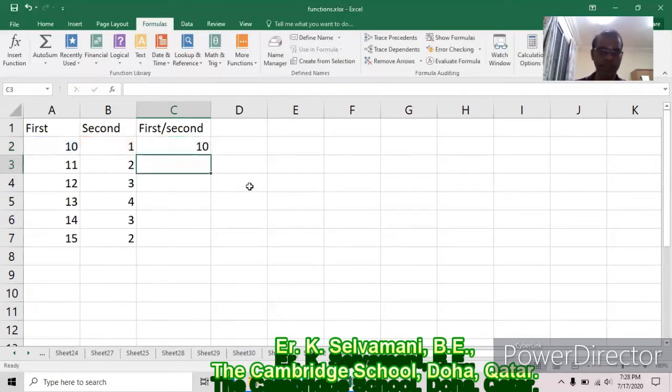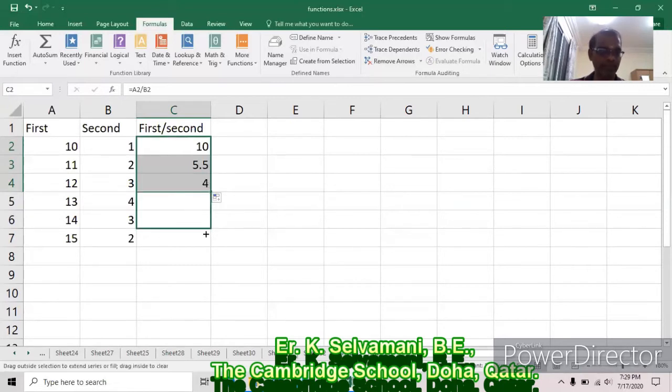It gives 10. Here, 11 divided by 2. 5 2s are 10. Remainder will be 1. Again it will be divided by 2, so it will get 5.5. Similarly, we can drag it here. Here 12 is a multiple of 3. 4 3s are 12. So we can drag it here. This is the exact division.